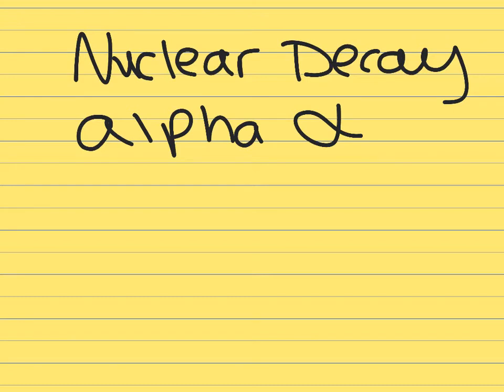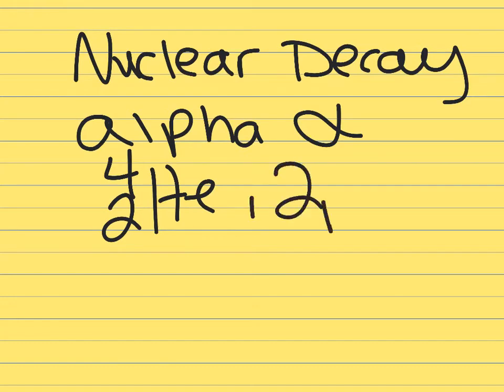Alpha decay is the release from a nucleus of a helium nucleus. What we mean by that is it is 2 protons and 2 neutrons, which would be the same as a nucleus of helium. Not a helium atom, so it doesn't have the electrons and everything. It's just the nucleus of the helium particle.